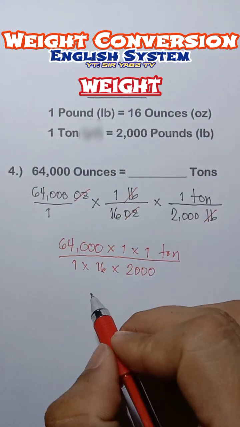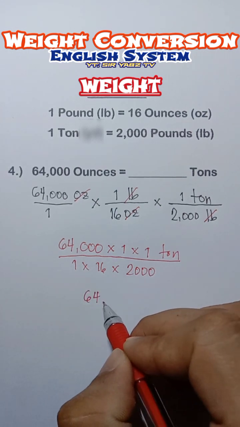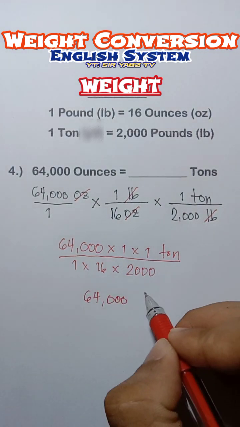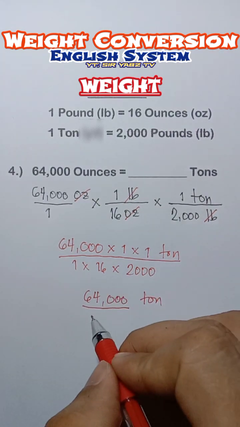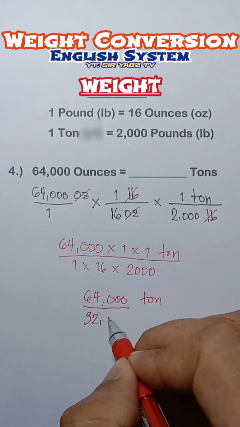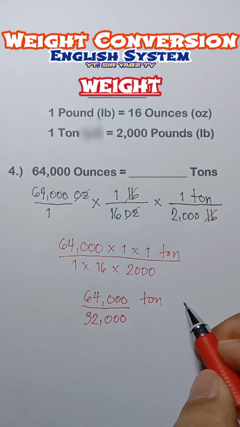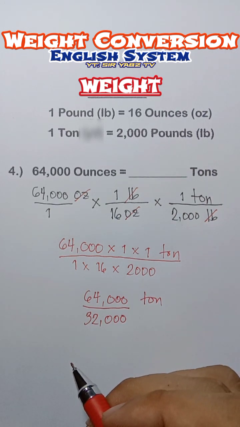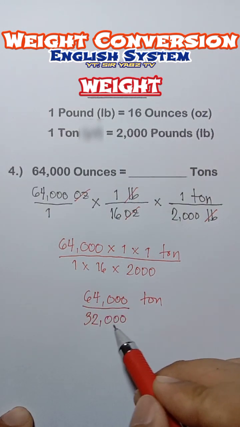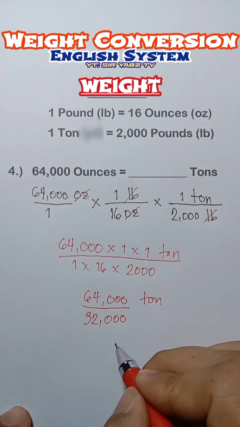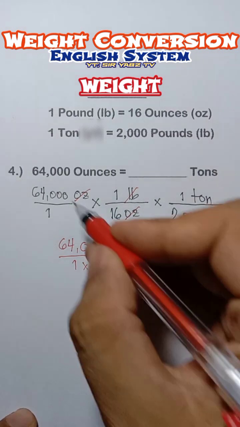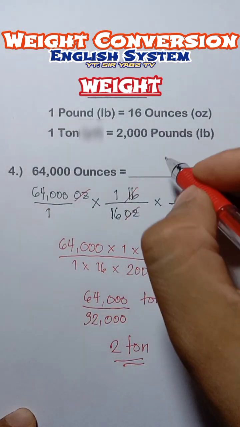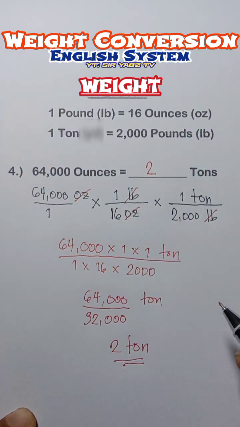Okay, then let's simplify. 64,000 times 1 times 1 ton, that is 64,000 tons, over denominator 1 times 16 times 2,000, that is 32,000. Then simplifying 64,000 and 32,000, that is the same as 64,000 divided by 32,000, that is 2, then copy ton. Okay, so meaning to say we have 2 tons on 64,000 ounces.